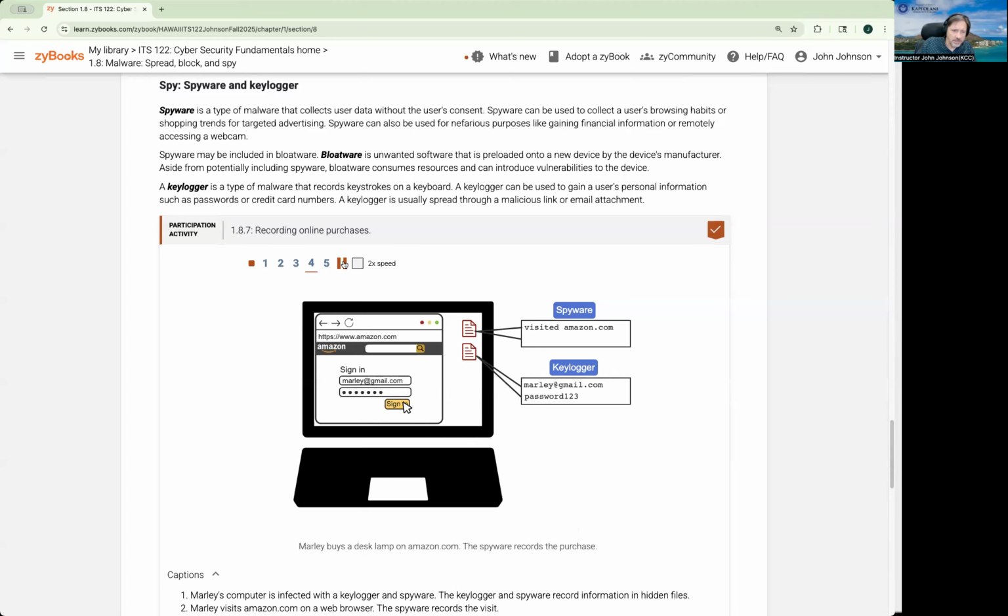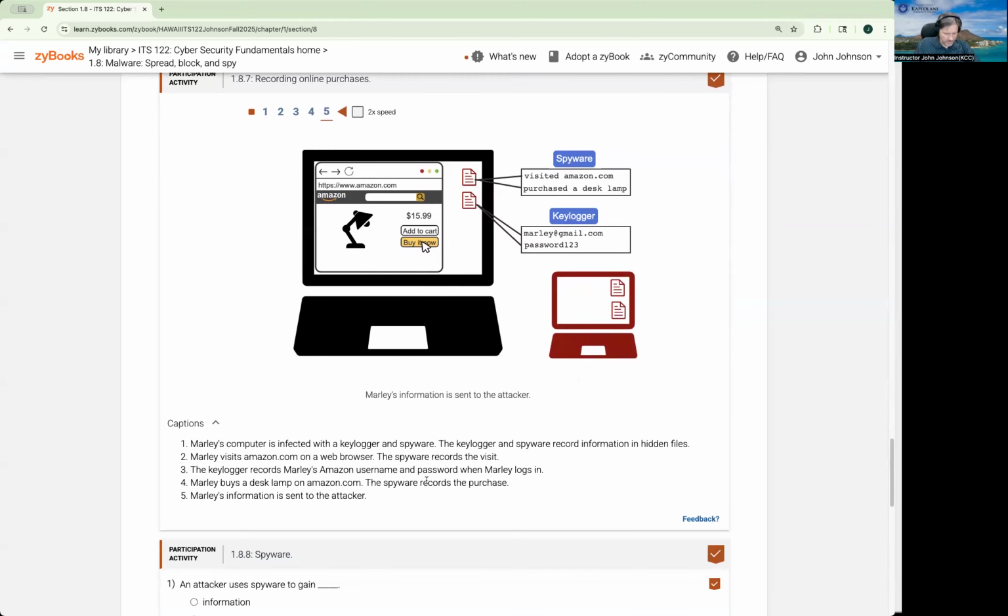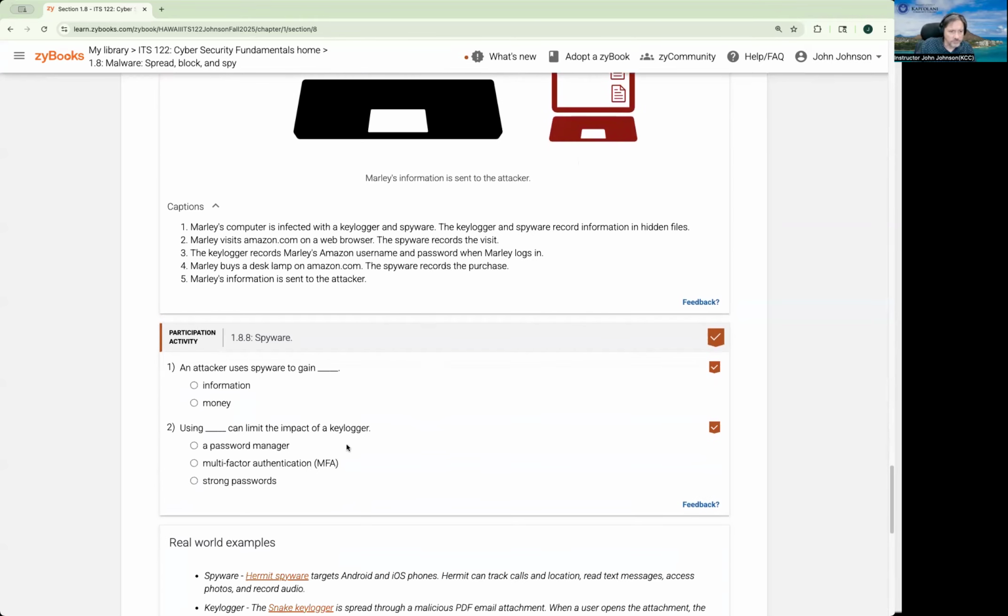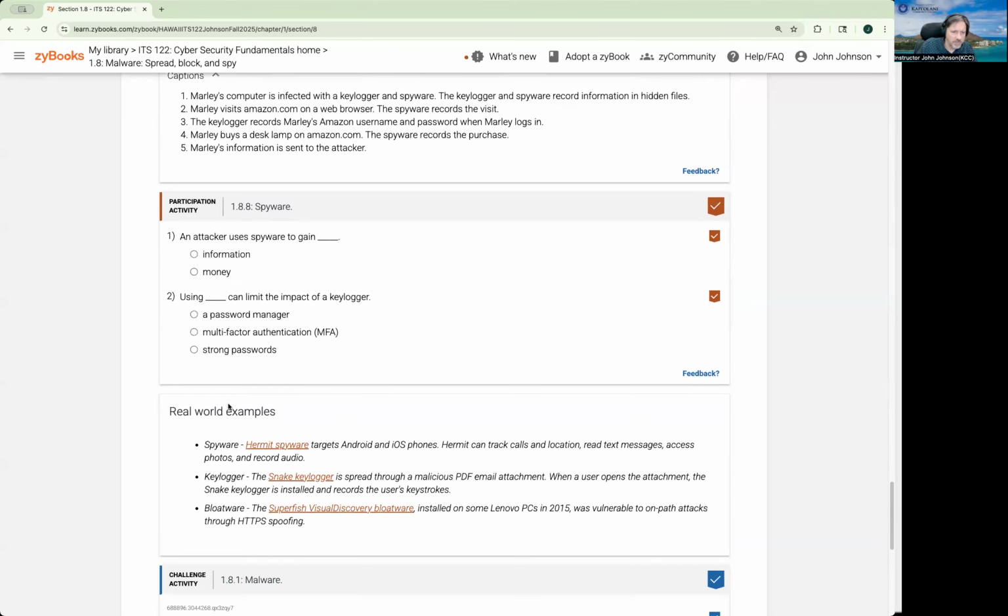Nasty. And then the next thing is when Marley buys a desk lamp on Amazon, the spyware is going to record that purchase. So it knows also what kind of things you're interested in now. And then it's going to take all that data, the two hidden files here, and it's going to send it back to the attacker. So this is nasty stuff here. So I'll let you go through here on your own. It's kind of like the last one, but just use what we learned about that to figure out what spyware is looking for. Is it looking for information or is it looking for money?